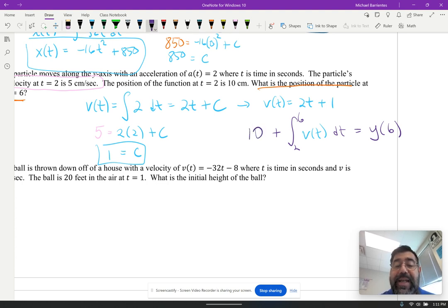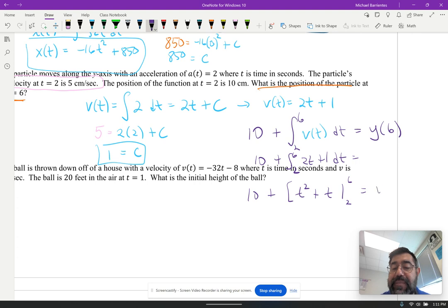And everything else I can figure out using my calculator, or I can just do it by hand. I haven't done one by hand in a while, so maybe I can do this one. The integral of 2t plus 1 dt. Well, this is an easy one because the antiderivative of this would be t squared plus t, evaluated from 2 to 6. And we're going to add on to 10, and that's going to give us the position at time 6.